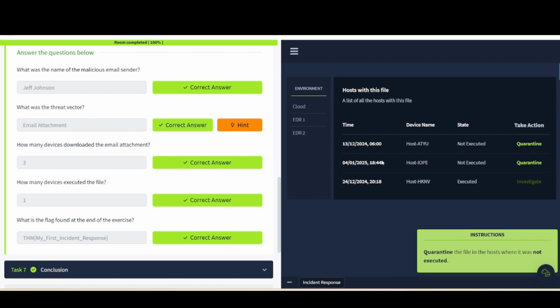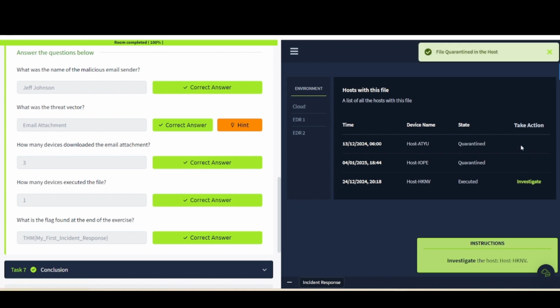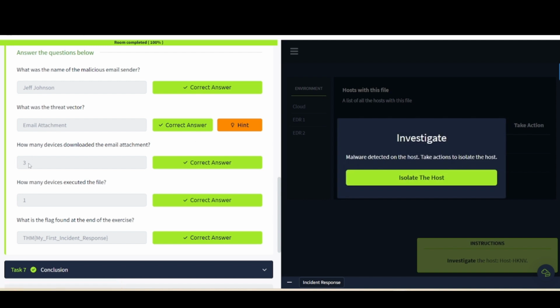So let's go ahead and take a look here. It says instructions, quarantine the file in the host where it was not executed. All right, so quarantine. Okay, it says investigate the host, HKNV. And you can see here there's a total of 3 hosts that this file had gotten downloaded to. This is how EDRs and such work, okay? And now we're going to click investigate. So don't forget to put 3 here for that one.